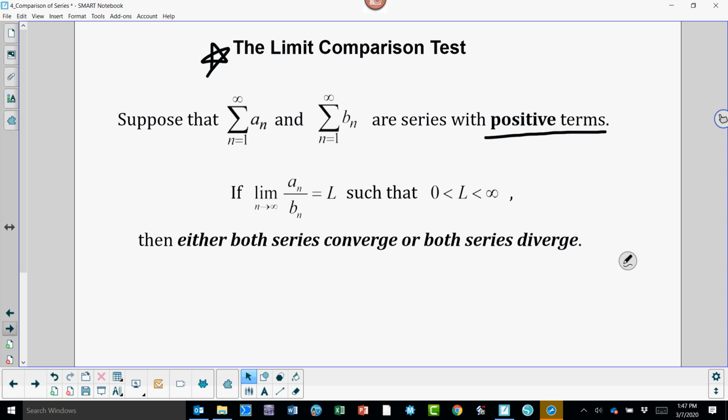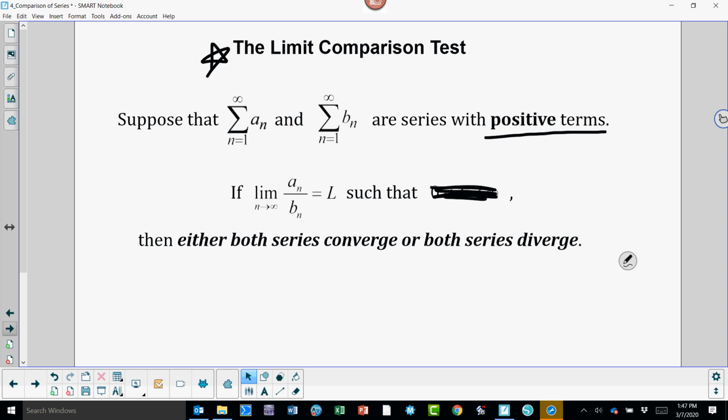The other thing is I have to figure out a series to compare it to, and that's not always easy. So most often you're going to use this when you have things that are rational. If my nth term is a rational function, this is a really great test to use. Okay, limit comparison test.